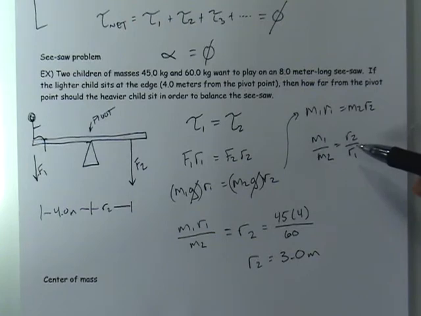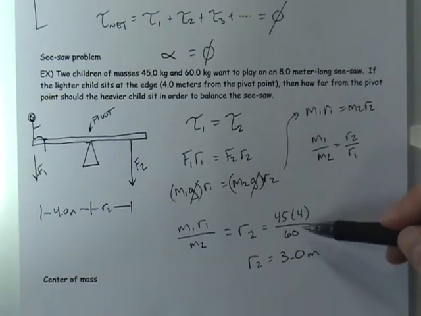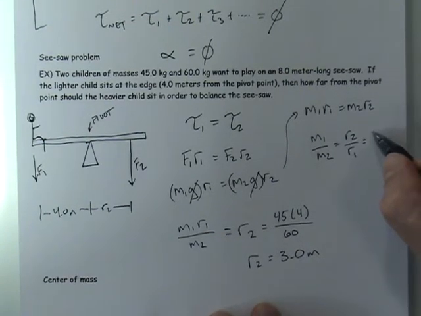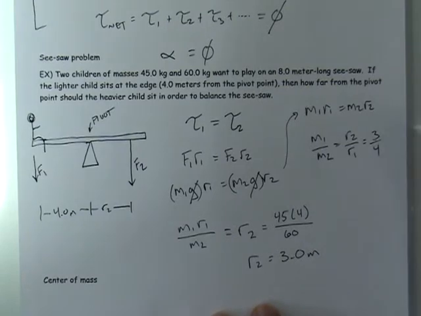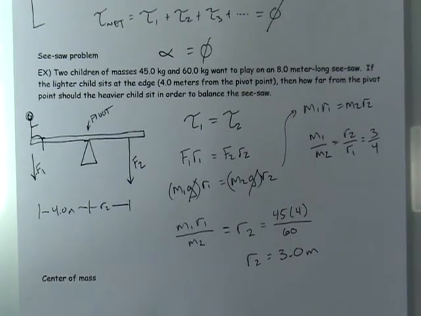So it's not a surprise that the 3 divided by 4 ratio is there, because that is the ratio of their masses. The ratio of the masses is going to determine the ratio of their lever arms. It has to be the same in order for you to have that balance.